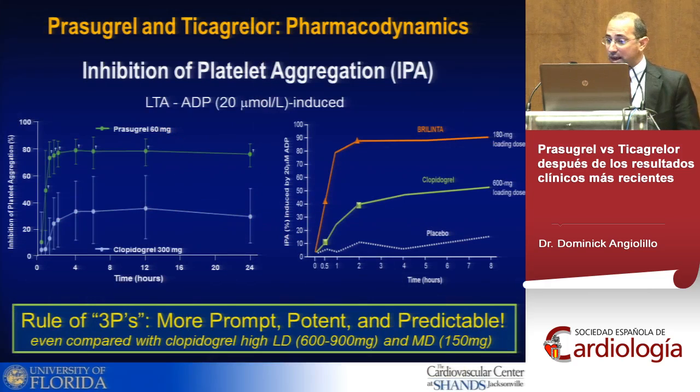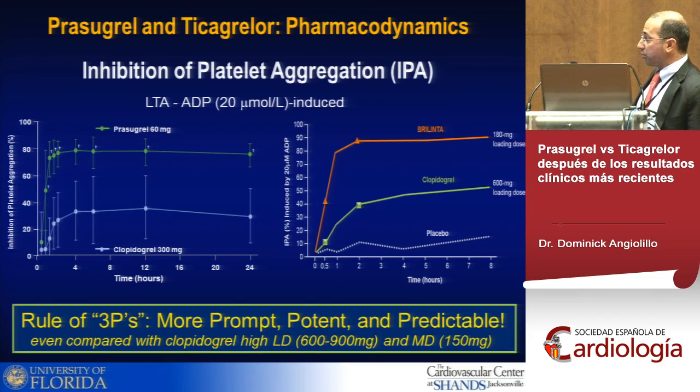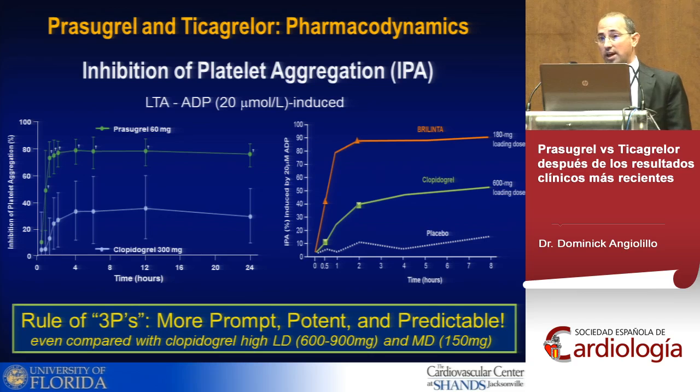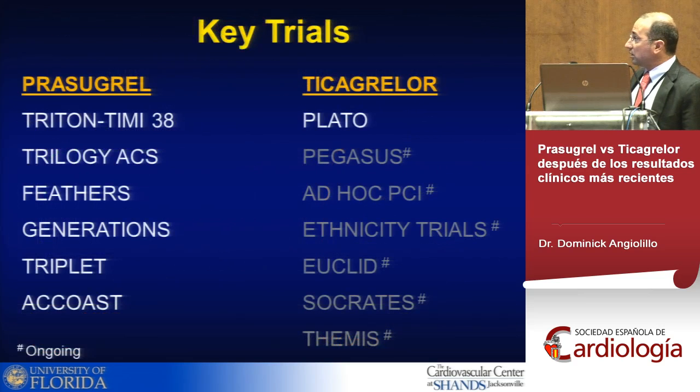And from a pharmacodynamic standpoint, this is essentially what you see. I like to use the rule of the three Ps to define their pharmacodynamics. It's more prompt, more potent, and more predictable. And this is for both drugs. You see a very quick effect, very potent effect, and very little variability. So I would say from a pharmacodynamic standpoint, there's sort of equipoise because both of them have these three Ps. So the question is, what do the clinical trial data say?